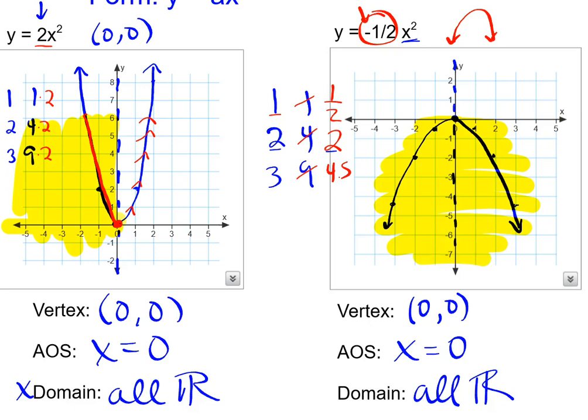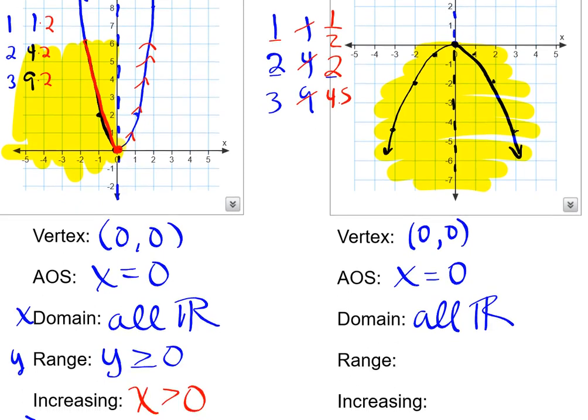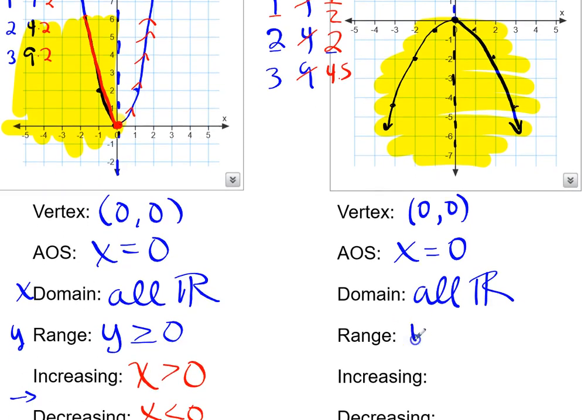So our range is y is less than or equal to 0 because that's the only place where the curve exists. It's increasing over here on this side. We're increasing on this half of the graph, and that half of the graph is where x is less than 0.